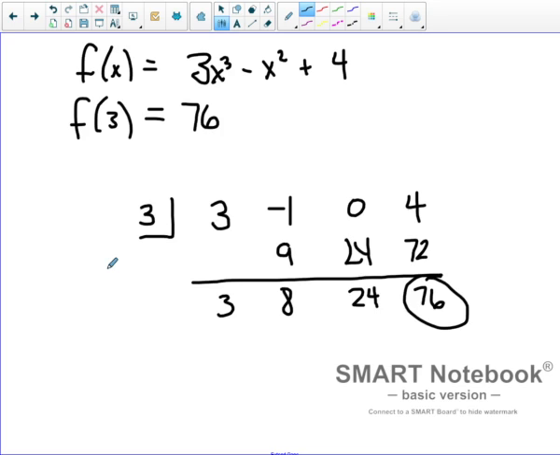This is called the remainder theorem, so you'll hear it referred to as the remainder theorem, and it simply says if you use the synthetic division process, it's the same as evaluating that function at the input value, right? So in this case, the remainder theorem says that if I evaluate f of 3, then I would get 76. Right? 76 is the remainder of my synthetic division process, so 76 is what f of 3 would equal. Right? So it's a nice handy trick.